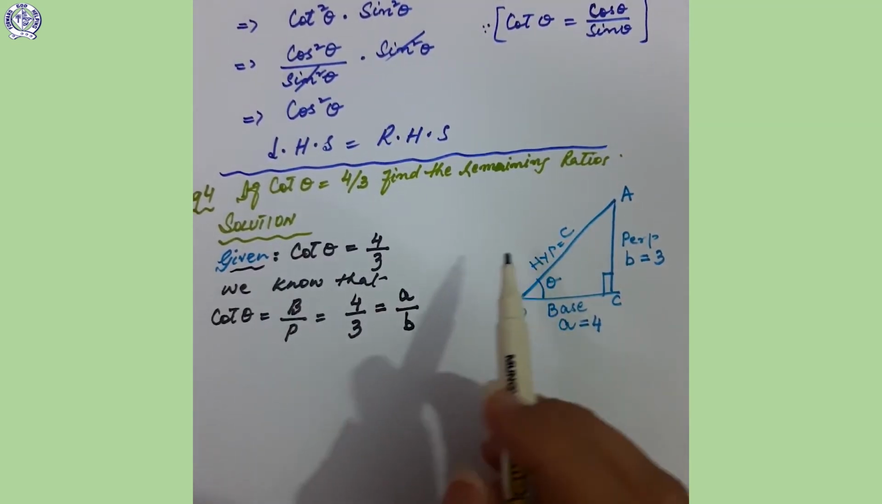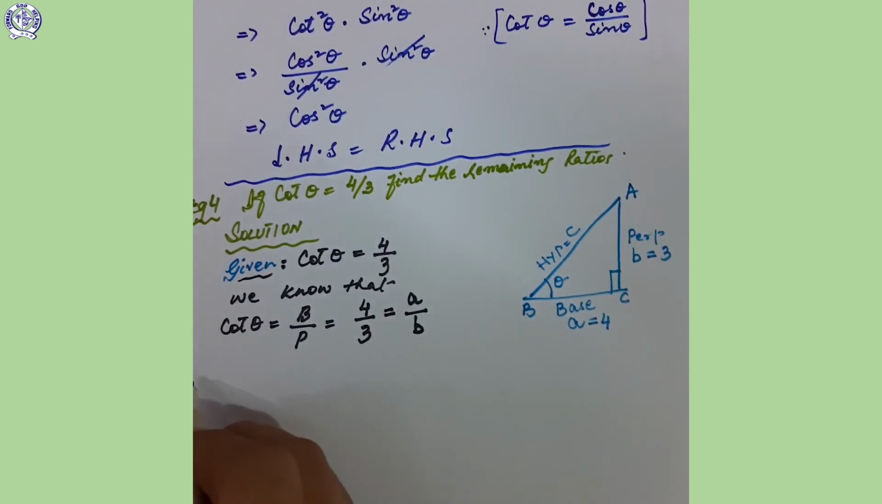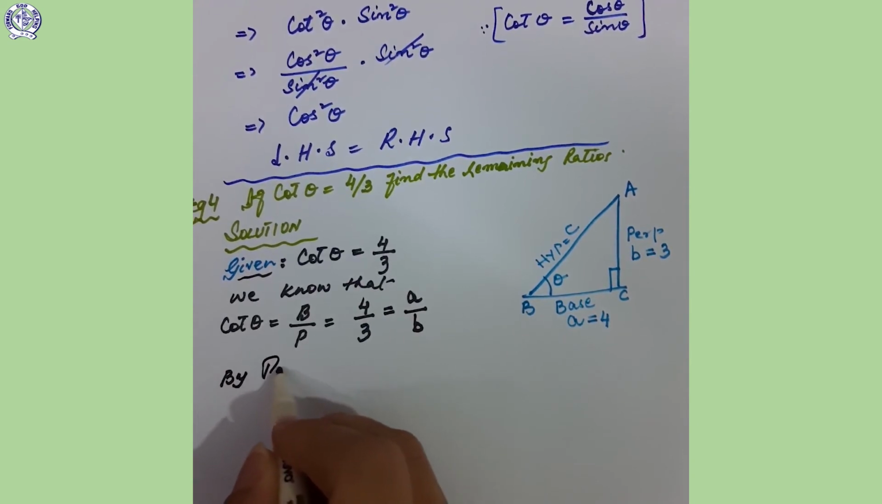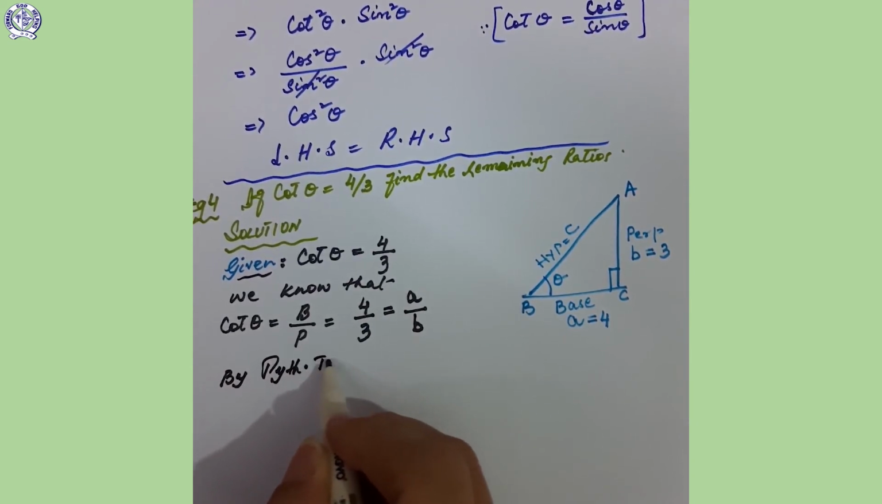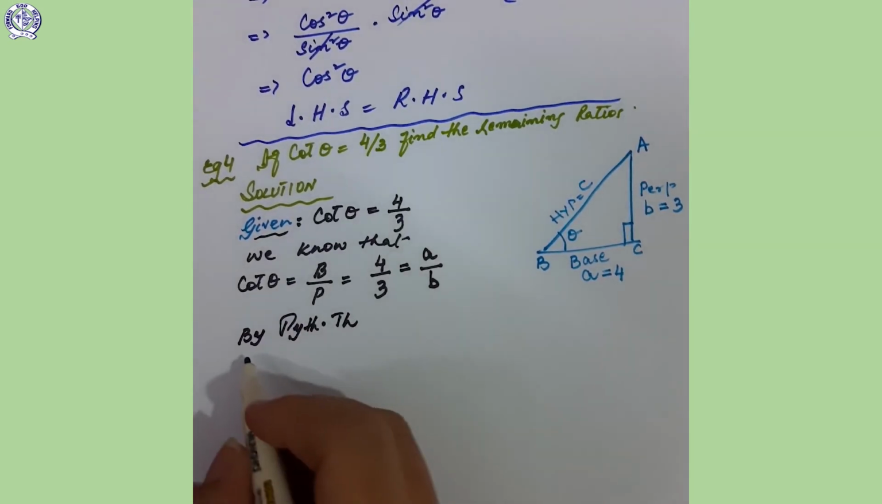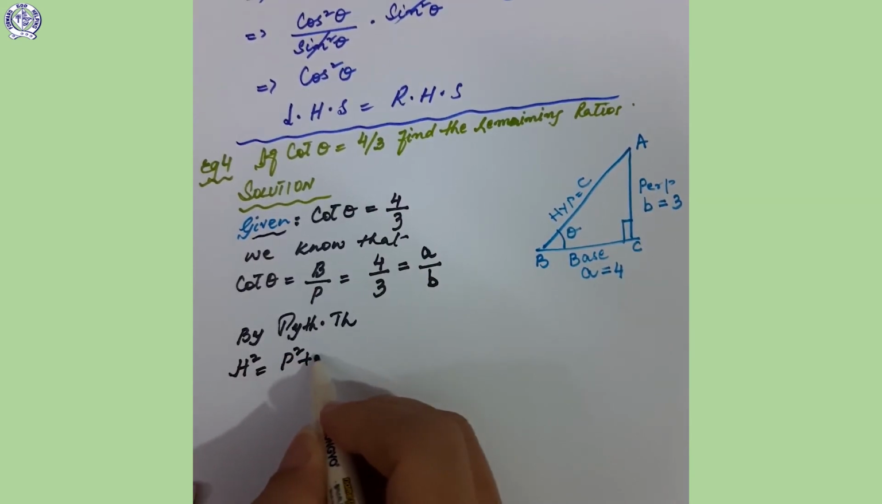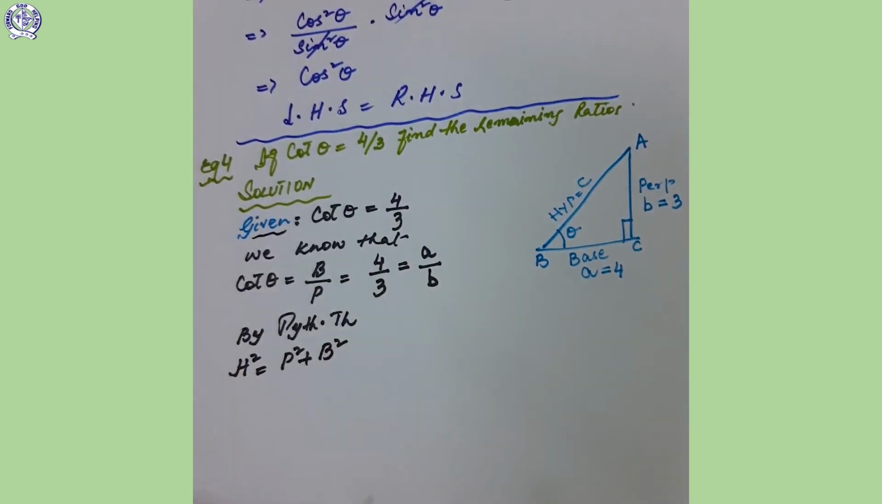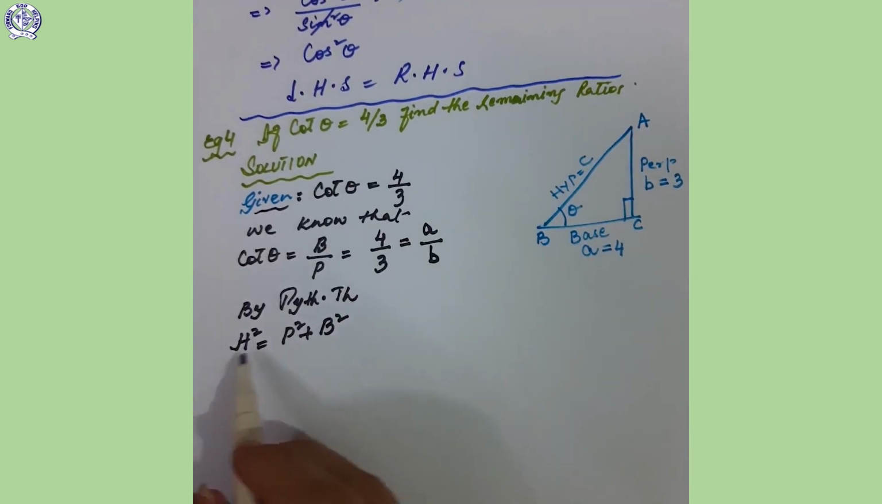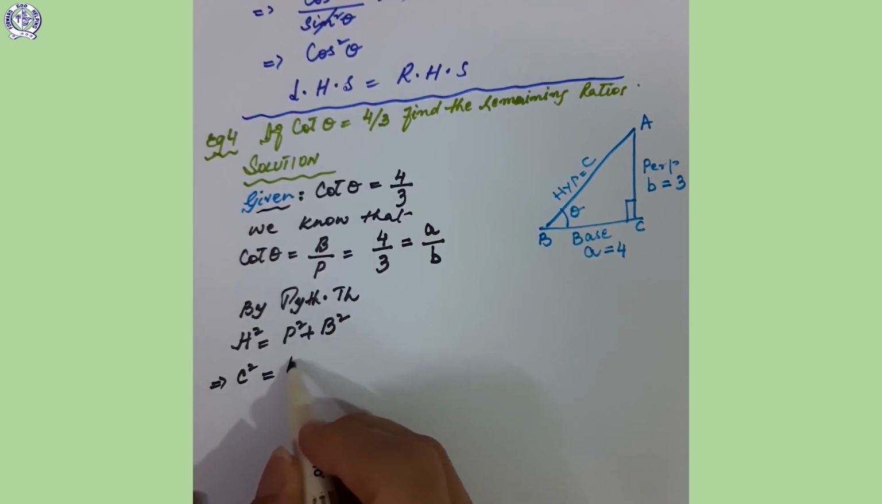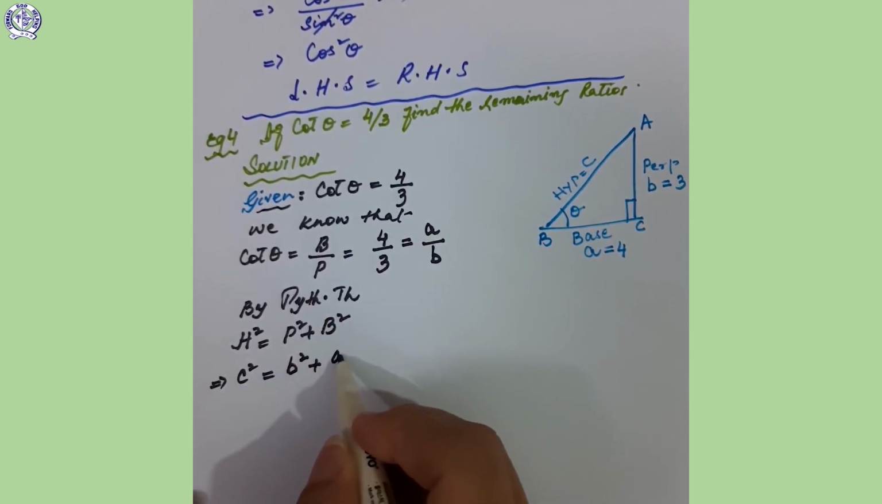Find the third side. The third side you can find by Pythagoras theorem. So the formula is hypotenuse square equals perpendicular square plus base square. You all know this formula. Hypotenuse is C, so C square equals perpendicular B square plus base A square.